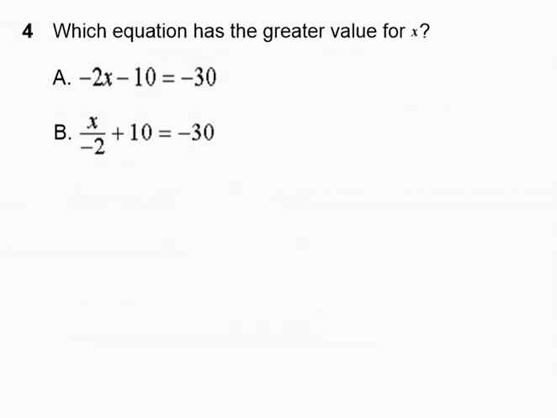Question 4, which equation has the greater value for x? Equation A, where negative 2x minus 10 is equal to negative 30, or equation B, x divided by negative 2 plus 10 equals negative 30. Which one has a greater value of x?